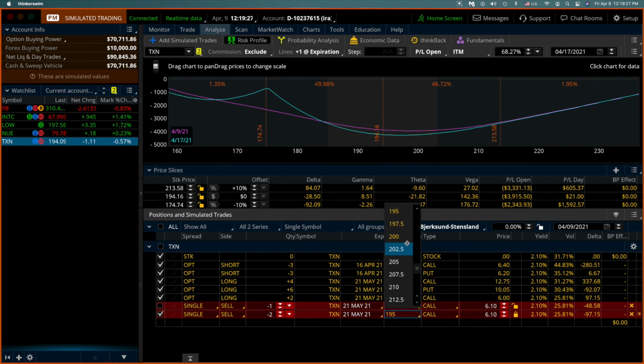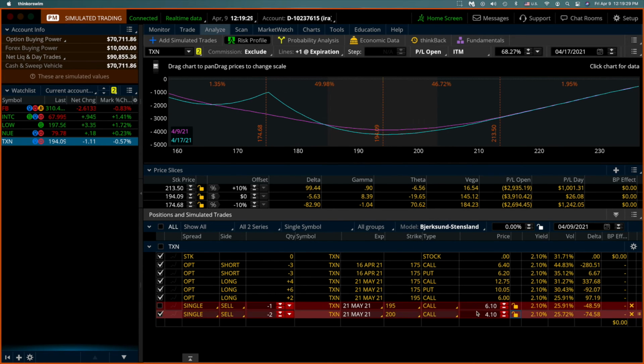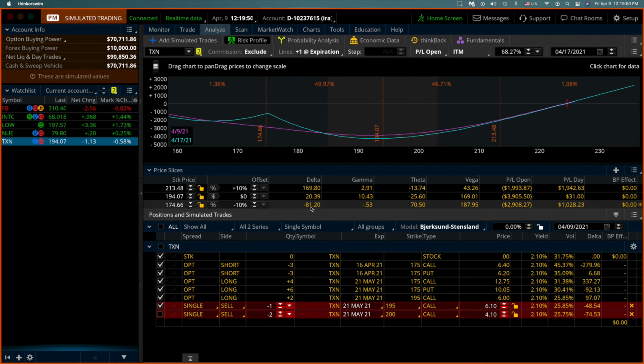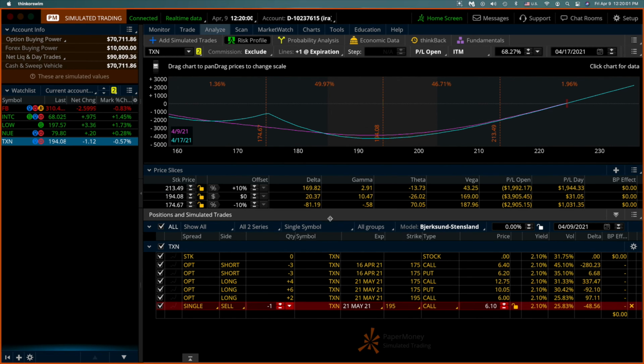Let's say 200. Okay, so which one of these two trades will be better? This one, by selling two calls at 200, gives me a negative delta. I don't want that. And it gives me $820, 4.10 times 200, $820. This one, just by selling one, keeps me delta positive, which I like, and returns to me $610. I think I'll compromise on that. I'd rather have a delta that is close to neutrality without being negative.